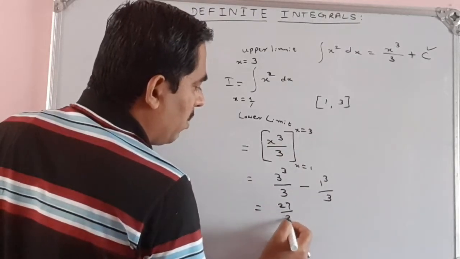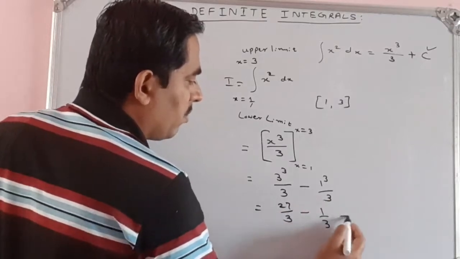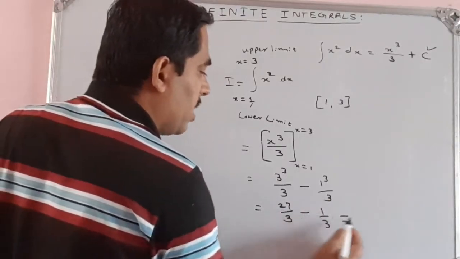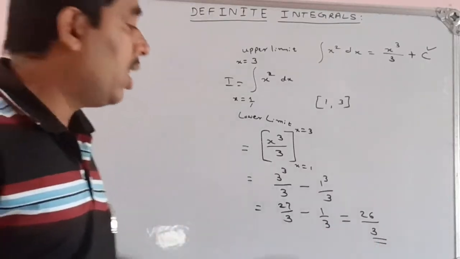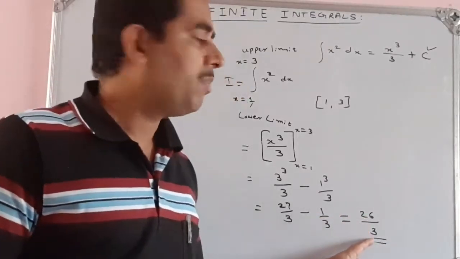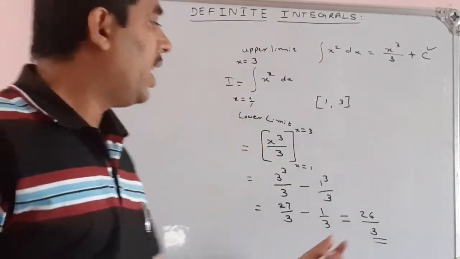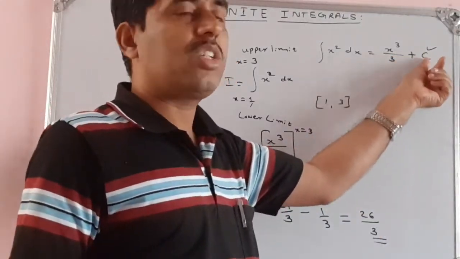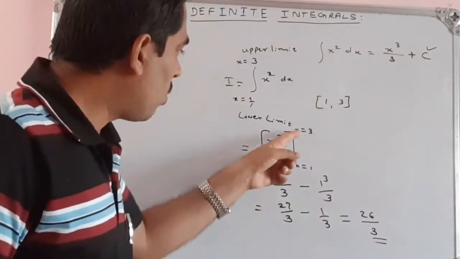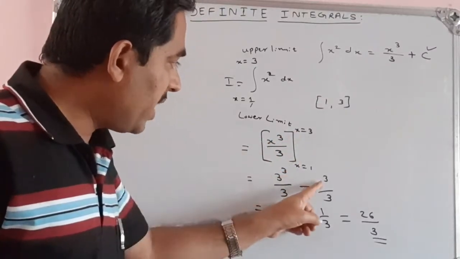Then 3 cube divided by 3 is 27 by 3, minus 1 by 3. Then 27 minus 1 will be 26 divided by 3. It is a particular value. I got 26 by 3. This is the integration of x square from 1 to 3. It is 26 by 3. Here, just as we integrated and wrote the constant of integration before, here it is not like that. We have to calculate the value of the integral at the upper limit minus the lower limit.